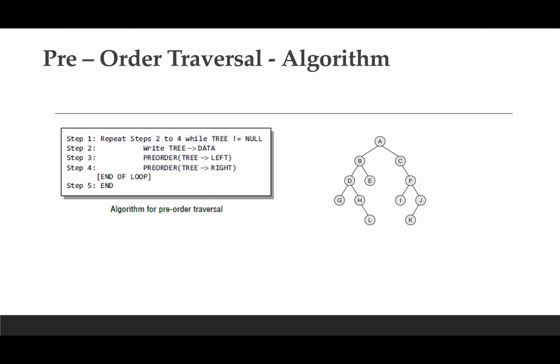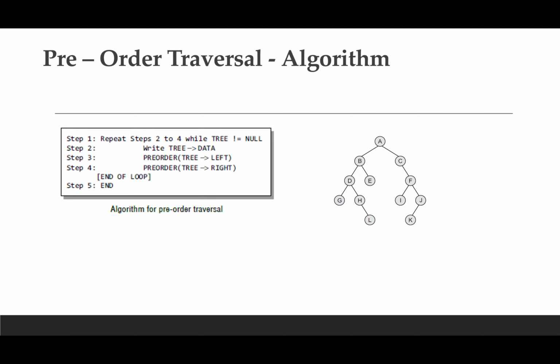This is the algorithm. In the first step, we check the condition: while tree is not equal to null. If there is no node, we don't need to traverse anything. If it is not equal to null, we will traverse each and every node in the tree. In the second step, we write tree->data. Then in the third step, we find the pre-order for tree->left, that means the left subtree, and next the right subtree. We will see this one by one for this sample tree.